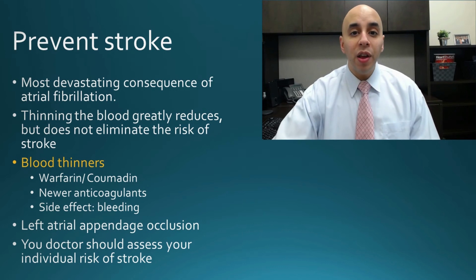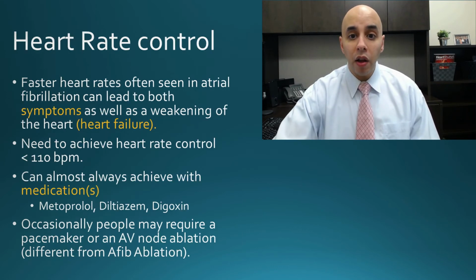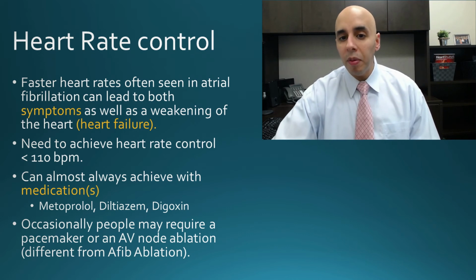With regards to heart rate control, we tend to try to control the heart rate. For some people, that can lead to a reduction in symptoms. And for some people, they can eliminate symptoms. So we use medications to do that, using typically what's called metoprolol, a beta blocker, diltiazem, a calcium channel blocker, or digoxin, or some of the sisters or cousins of those medications within that class. And as I mentioned, rarely some people need a pacemaker for this.